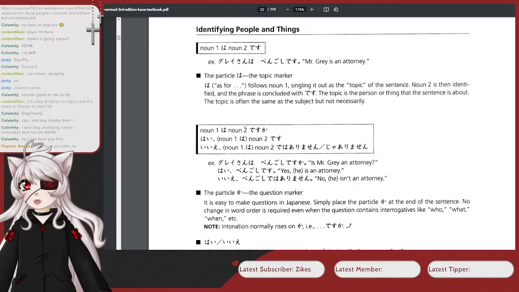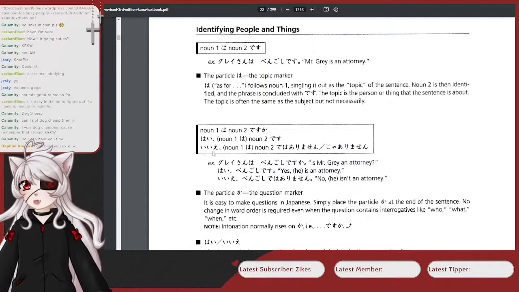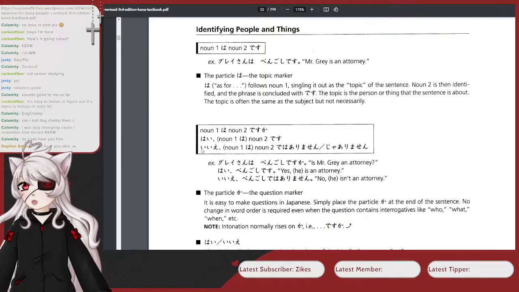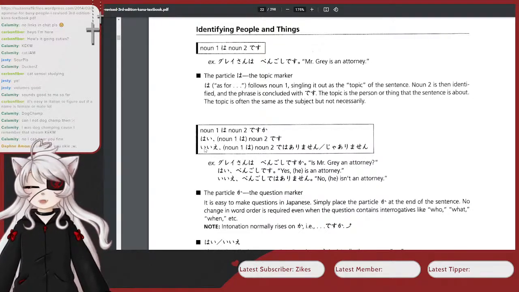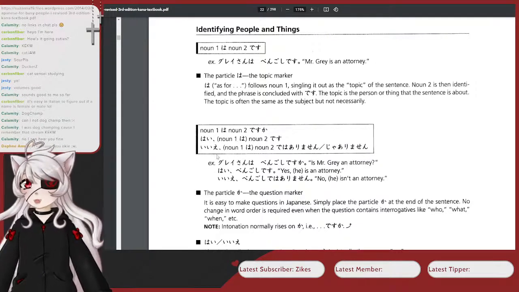would be how you ask a question. You would be like, is noun 1 noun 2? And then you can either reply hai, noun 1 wa noun 2 desu, so hai, and then you just say the same sentence again but cut off the ka. Or you can say no by saying iie. Make sure to hold the e for iie, because if you say ie, that means home, house. I hate that. It's also very close to ii ne, which means nice.